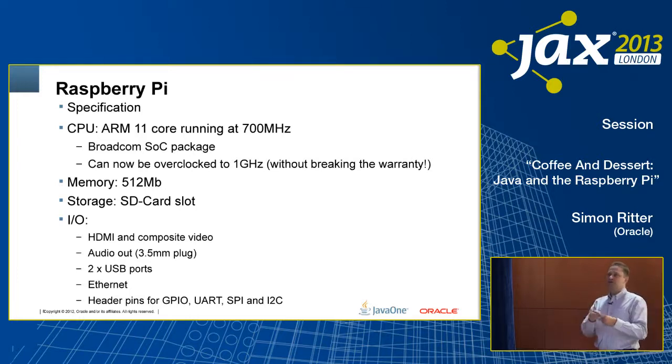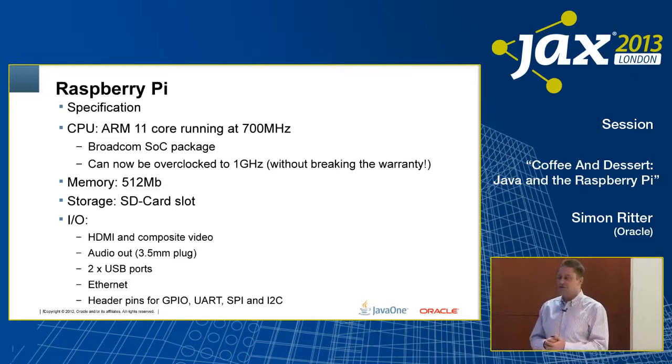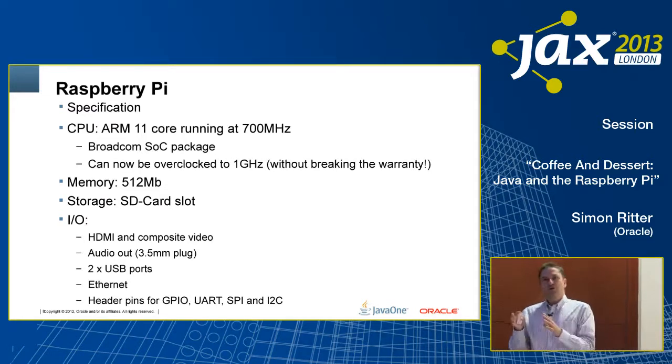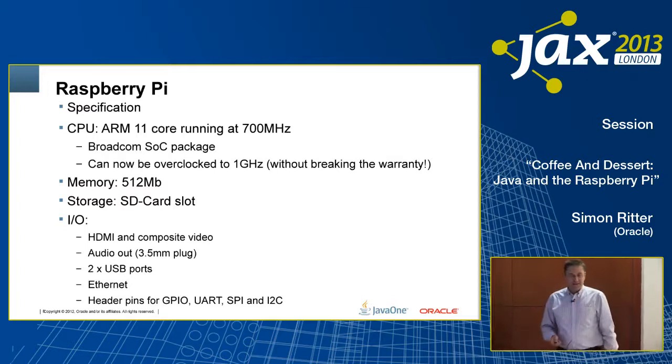you to access the sort of lower level interfacing functionality. So there's things like GPIO, which is general purpose I/O, there's UART for serial communication, there's SPI and I2C, which are well-used communication protocols or interfaces for low-level types of devices like sensors and things like that. So it's got a lot of potential, a lot of capabilities.